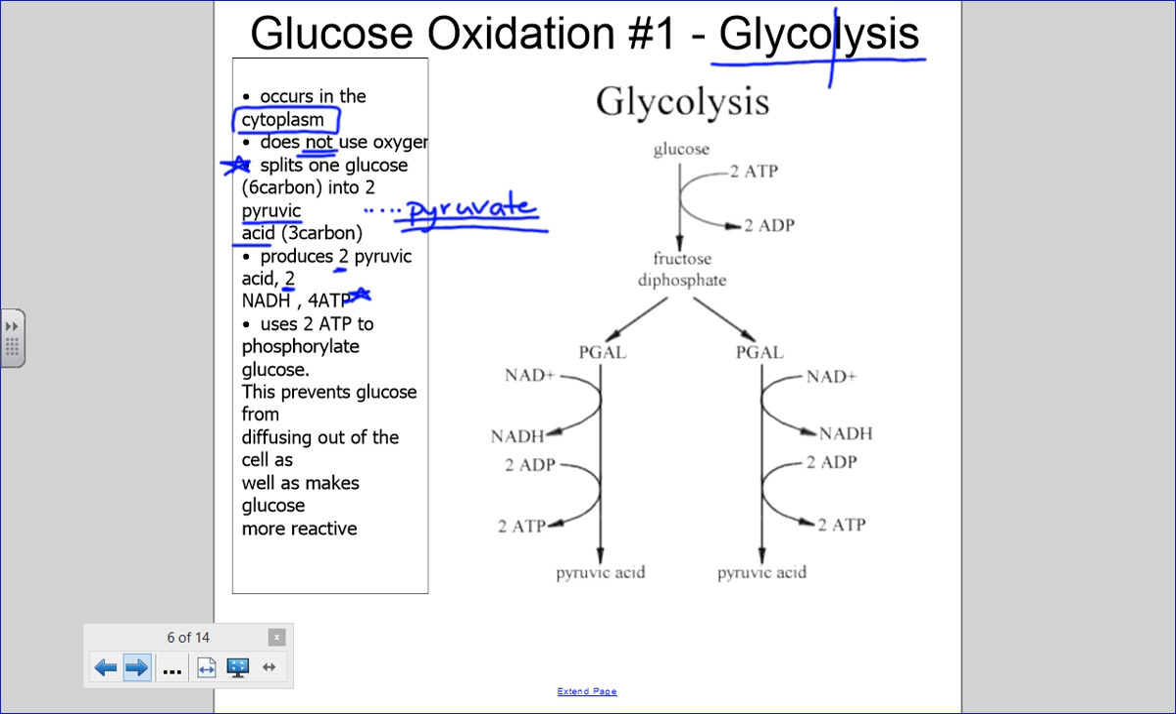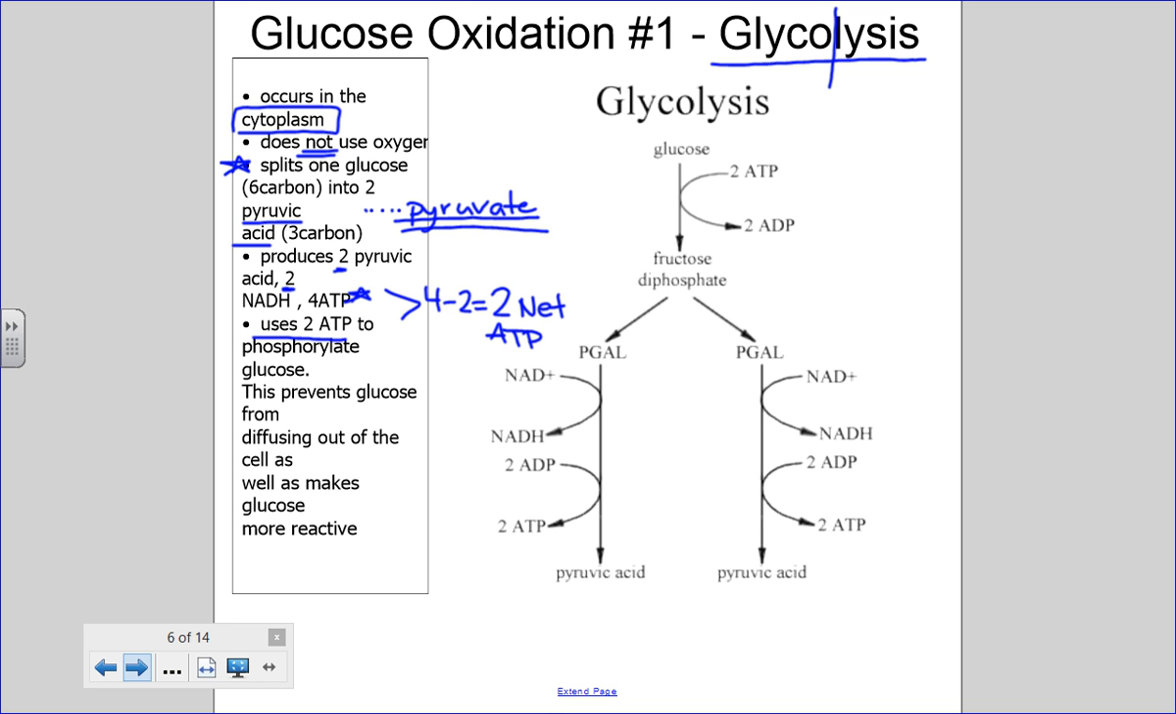Now, the reason I put a star is that even though it's true, I am making 4 molecules of ATP, I also have to use 2 ATP to get things going. That means that even though I'm making 4, since I had to use 2, the net amount, the overall amount of ATP that I'll have more than when I started this process is only 2.